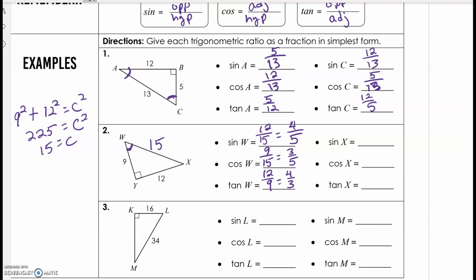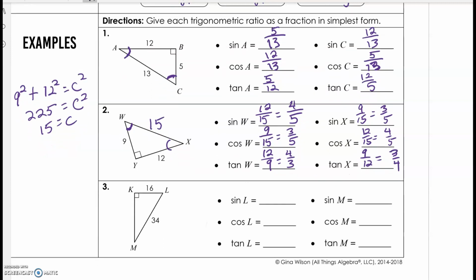Sine of X, that's the other angle. So we know that it would be 9 over 15, which reduces to 3/5. Cosine of X is going to be adjacent, 12 over 15, which reduces to 4/5. And tangent of X is 9 over 12, which reduces to 3/4. And that is that angle.